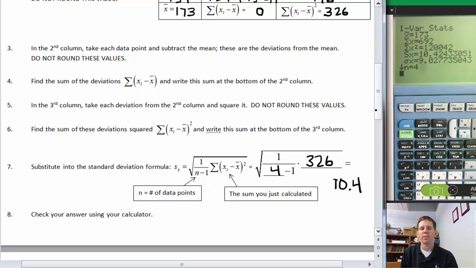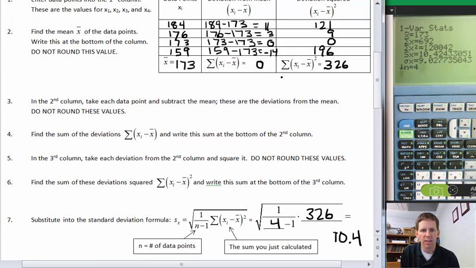What is this number? It's a typical distance between the individual data points and the mean. So as you look at our original data, you can say that most of our data here is within roughly about 10.4 of the mean. Some of the numbers are a little further away from the mean, some are a little bit closer, but it's a typical distance. It is not the average distance.